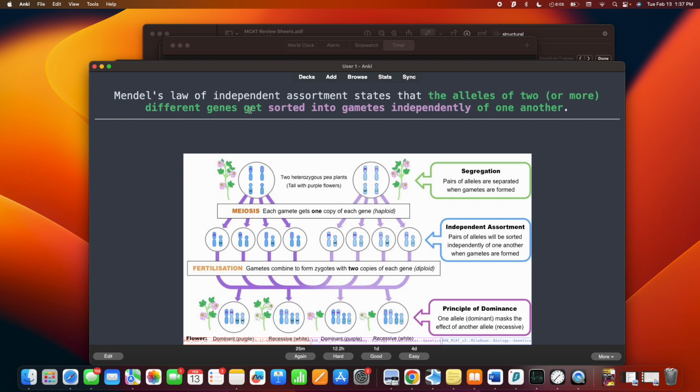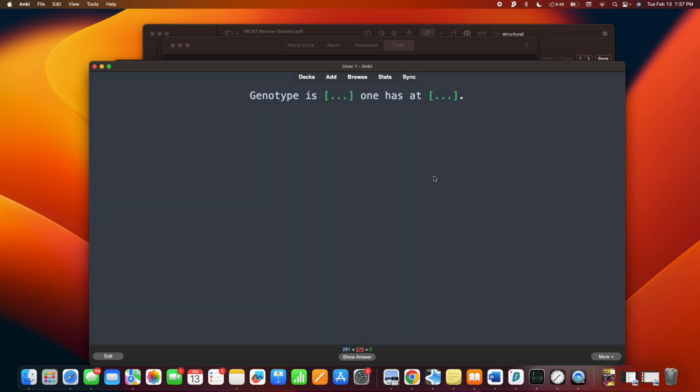This is all about gametes, right? These different genes are sorted into gametes independently of one another. Their chances don't affect each other. It happens during meiosis, and it's during metaphase 1, right? When they are assorted independently of one another.